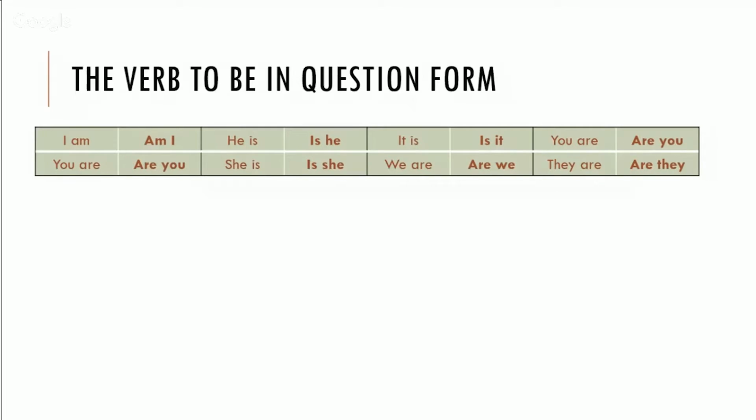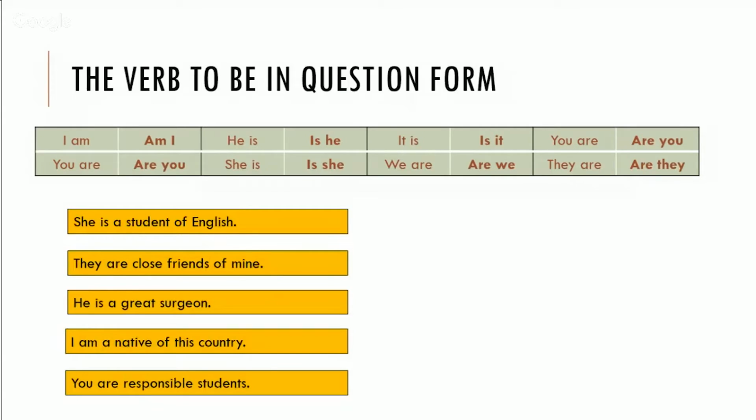So simply, to ask questions with the verb to be, all you need to do is grab the verb to be, put it in the beginning, and then you're going to ask the question. All right? So I'll give these to you, and I'm going to ask you guys to actually write these in your notebooks as well.